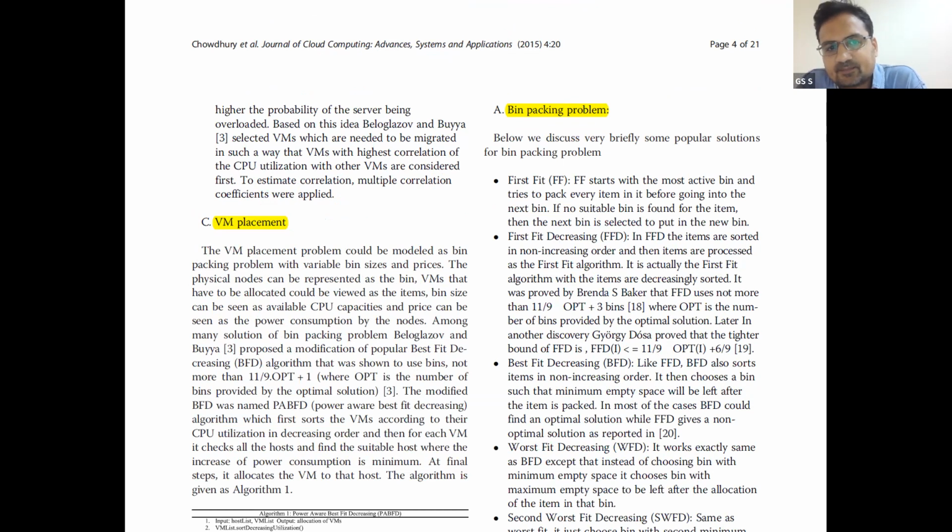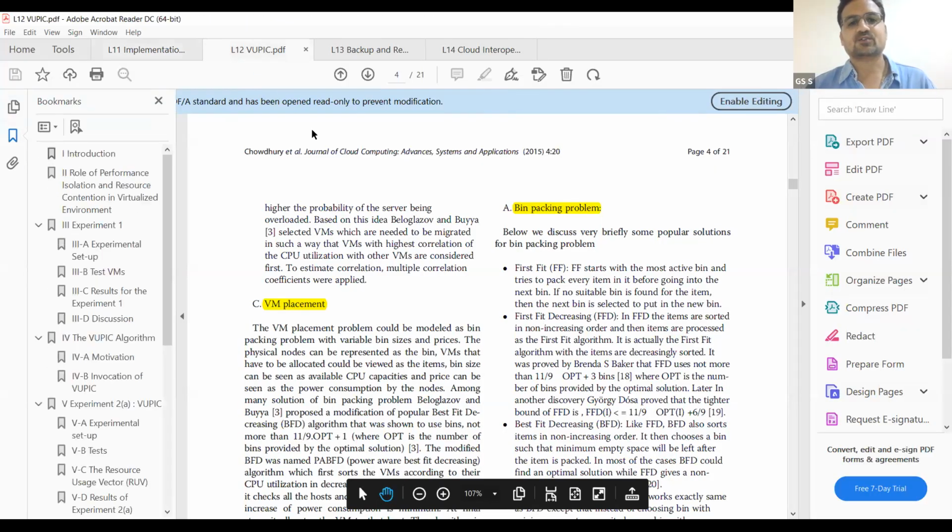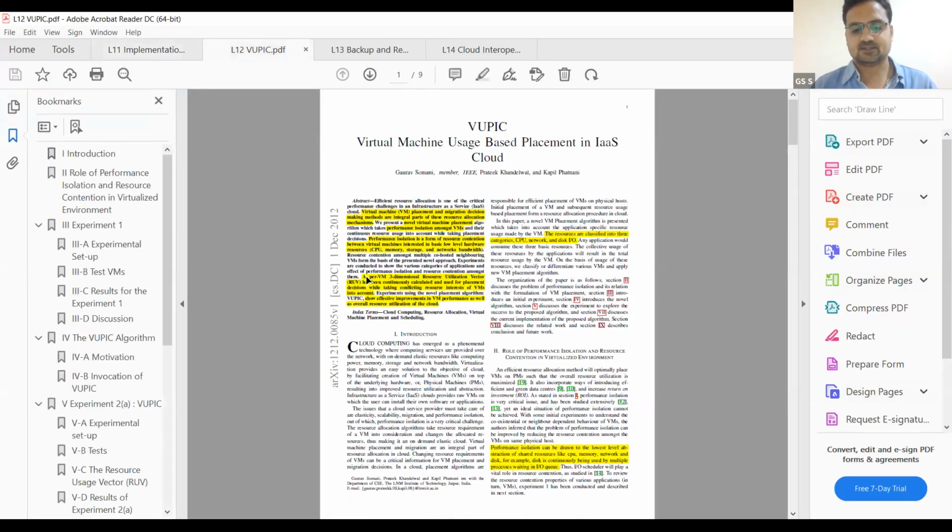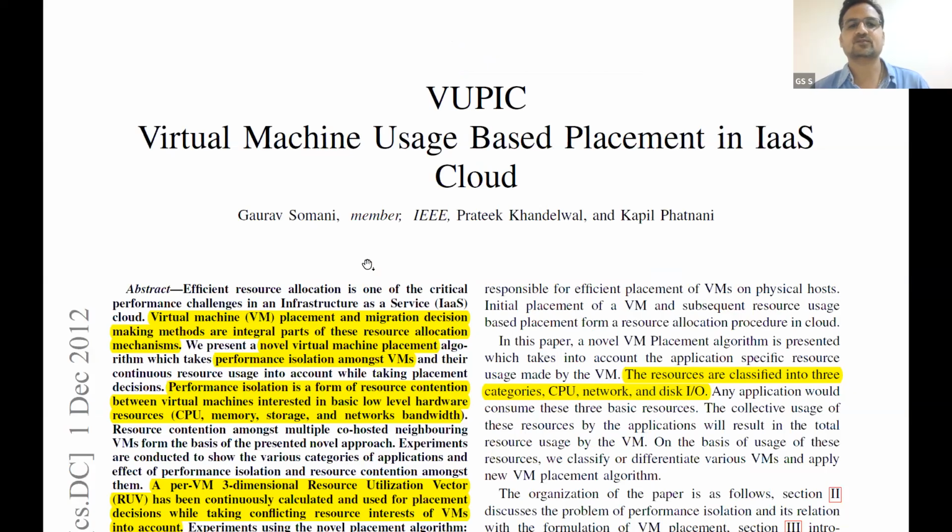Now this CloudSim was written by University of Melbourne, right? This is an open source simulator available. You can all try to create new algorithms over there. So this was about VM placement. I will also talk a bit about performance interference and isolation, an algorithm motivated by that. So this was a paper by one of my students who worked on this.